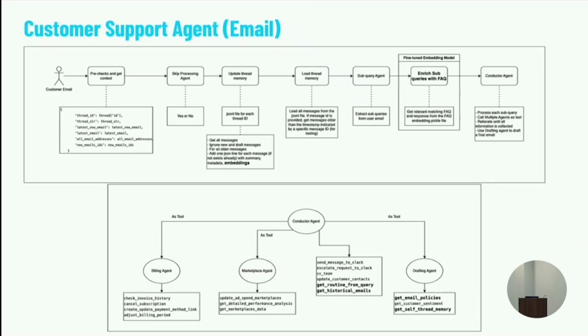And these two that the conductor agent is taking care of is getting routine from query, which is given a customer query, what routine should I follow? And this is where you reduce the template prompt by a huge amount. You just imagine you give a prompt, always use get routine from query before doing anything. Just a single prompt to the conductor agent.